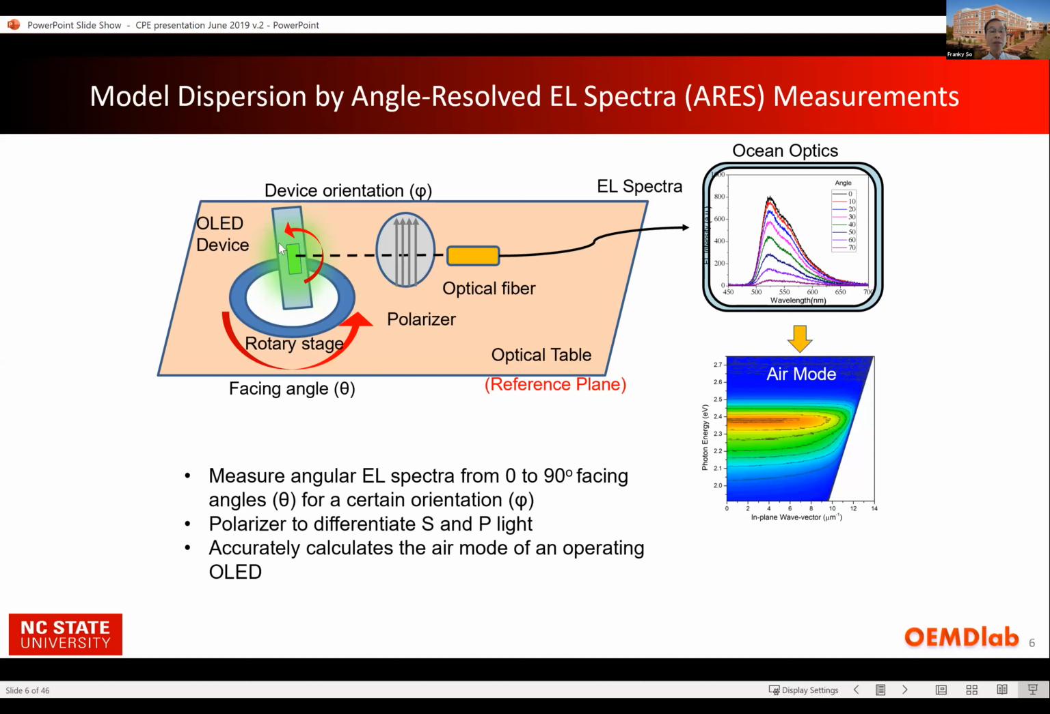We also can rotate the sample along the sample plane, so we can look at the different angle effects, and then you can add the polarizer, so you can study the emission in S polarized or P polarized light. Then you can measure the spectrum by coupling the light with an optical fiber to a spectrometer. This is typically what we measure: the emission spectrum as a function of angle. From the angle, you can convert that into the in-plane wave vector. And this is what we can measure experimentally.